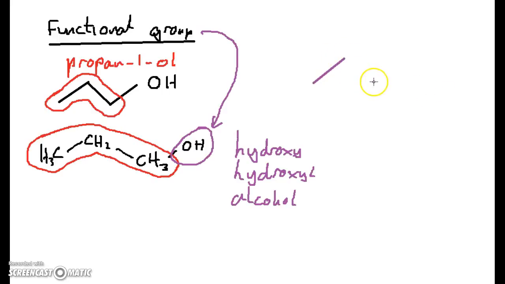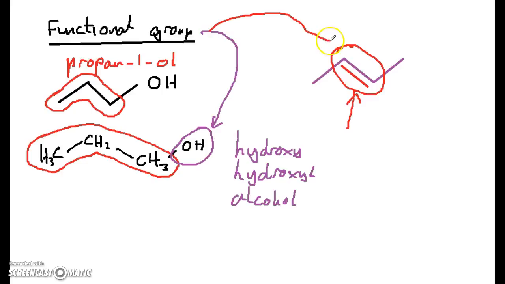Let's quickly give you a couple of other examples. So we've been talking about alkenes. There's a simple alkene. The double bond part of the alkene is the functional group. It's the part of the molecule which is different from the hydrocarbon backbone. And you'll meet lots of other examples over the next year or two.